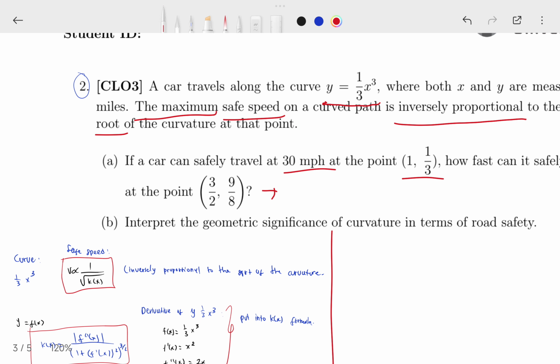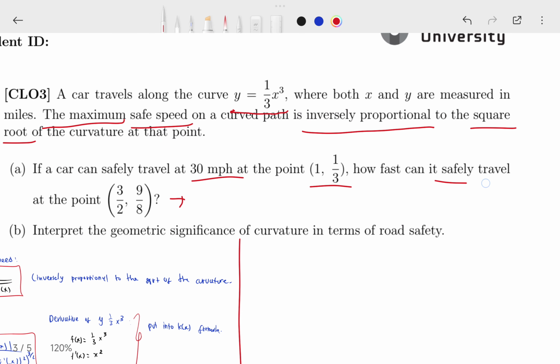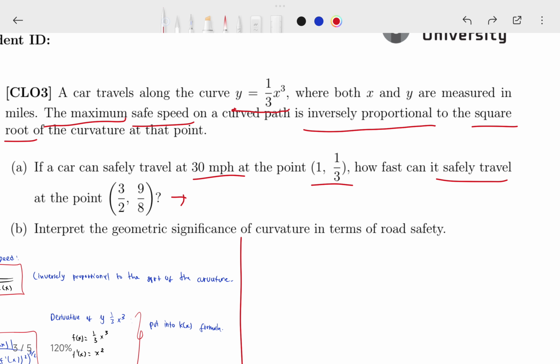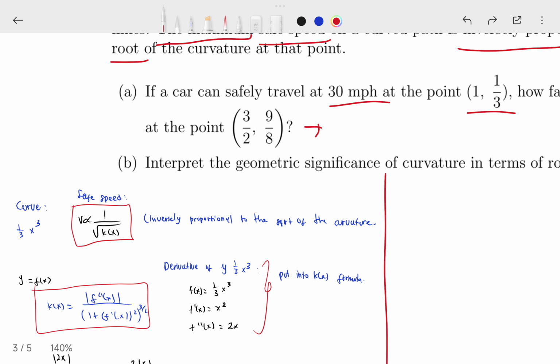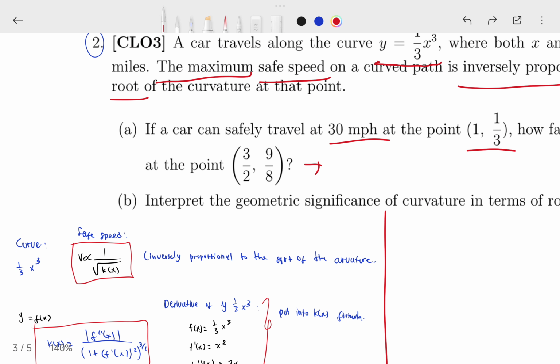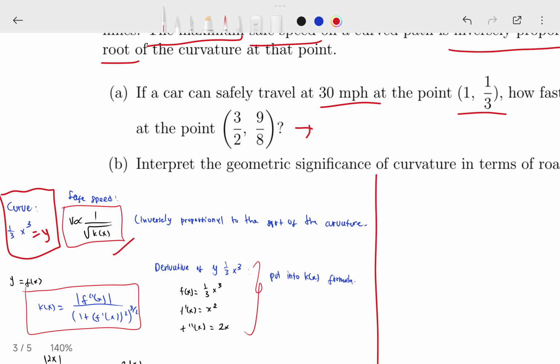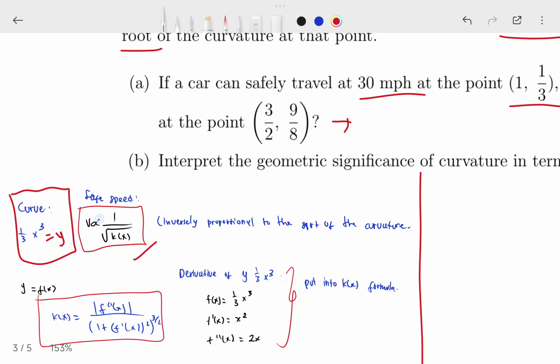So it's 30 miles per hour at the point (1, 1/3), and then how fast can it safely travel at the point (3/2, 9/8)? Let's see the formula here. We have the formula of the curve, y. For the safe speed, since it is inversely proportional to the square root of the curvature, the formula is 1 over the square root of the curvature k(x).